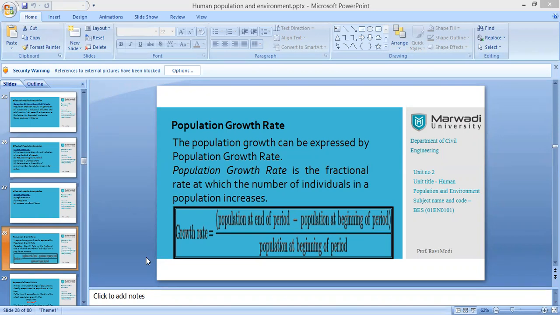So that is why some of the people still don't get the basic necessities, still don't get the basic resources for life. And as a result, what happens? Poverty and unemployment increase. So this is regarding the population growth rate. Any doubt, then just tell me.